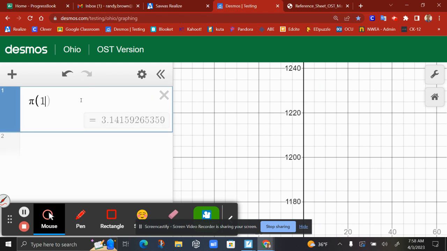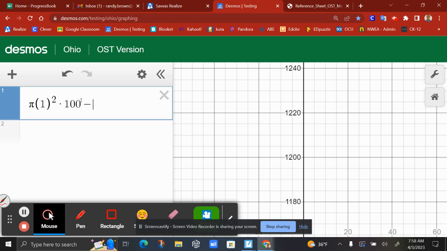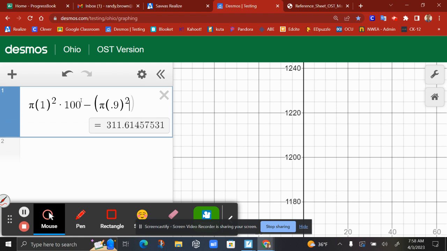So let's type all that in. So pi times 1 squared times 100 minus, and I'm going to put parentheses around the second. I could have done the first also. Pi times 0.9 to the second power times 100. And so we get an answer of 59.690. That is the volume of the metal pipe.